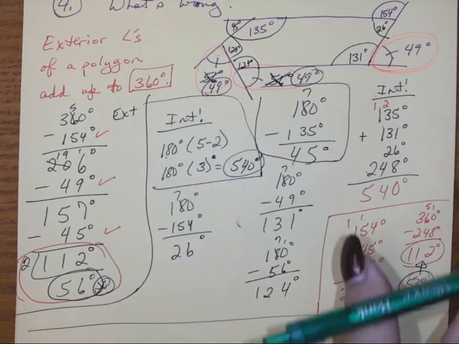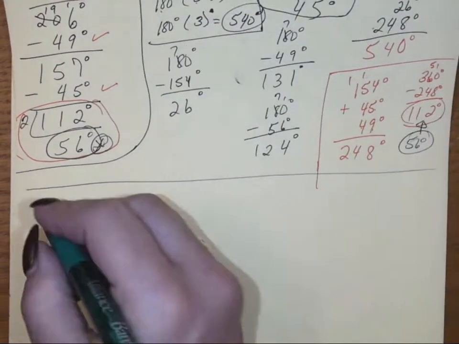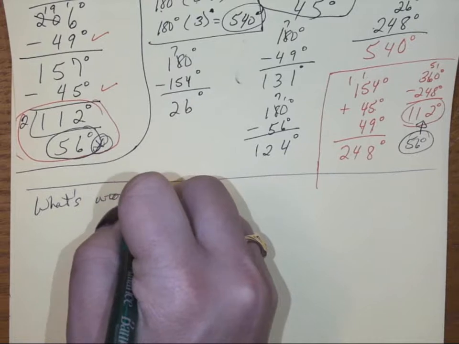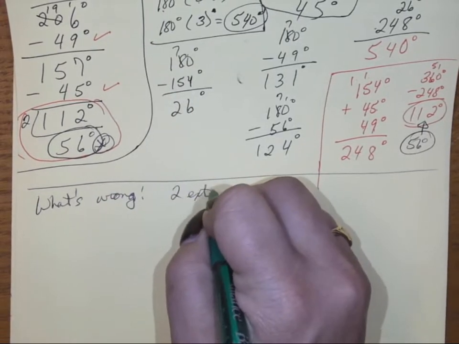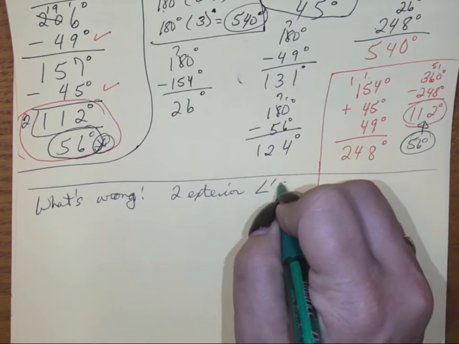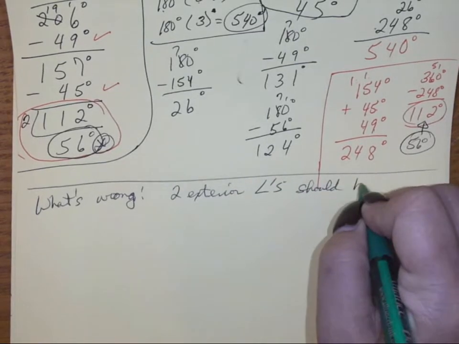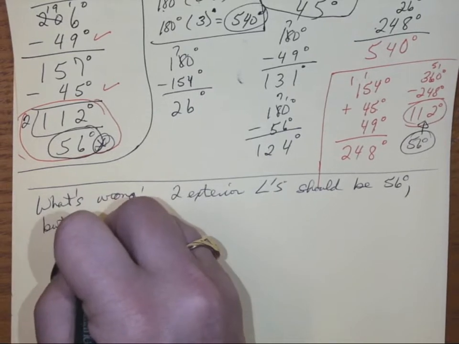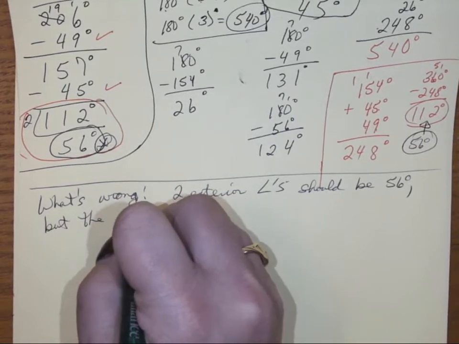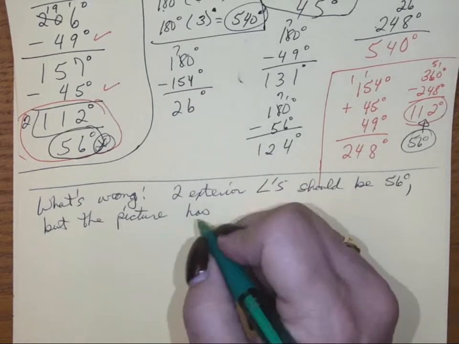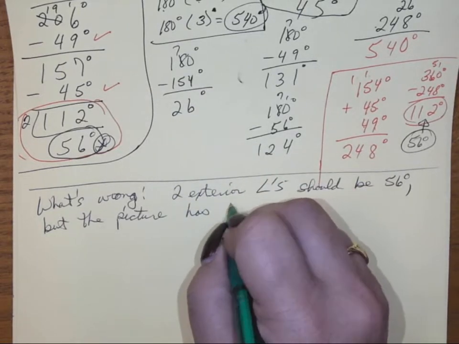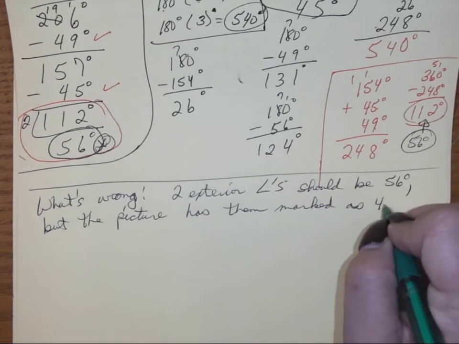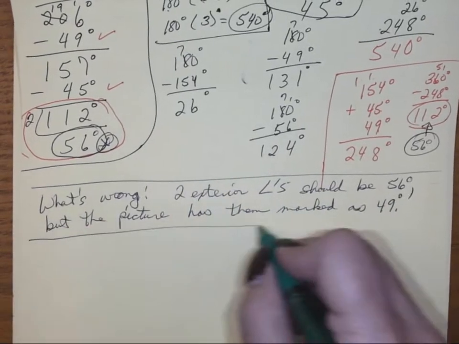So what's wrong with this picture? What's wrong is that two exterior angles should be 56 degrees, but the picture has them marked. I'm like, my math is coming out right. Why is it coming out right? The picture has them marked as 49 degrees. That's what's wrong with the picture.